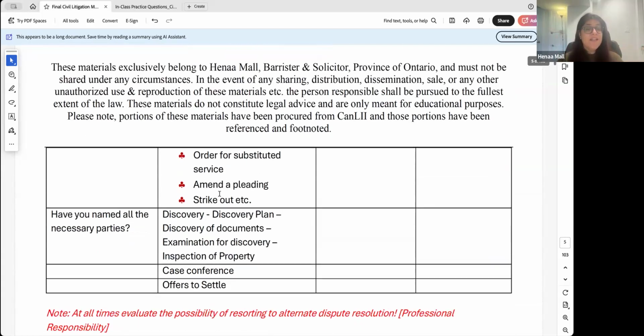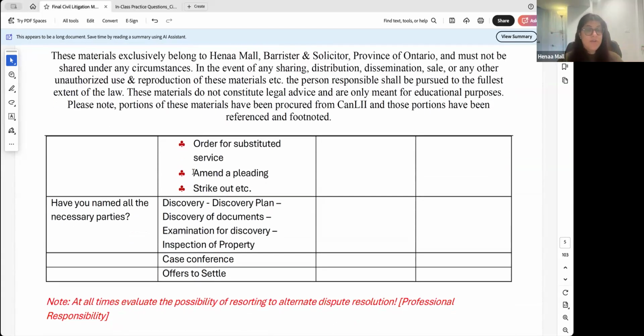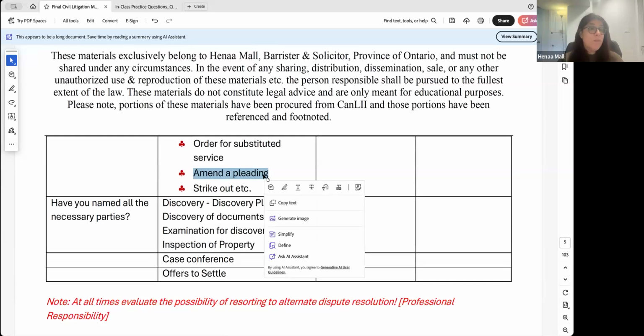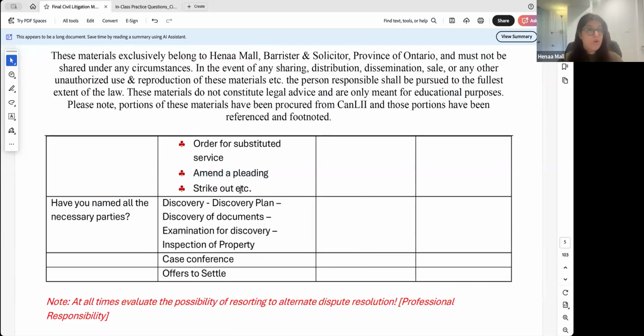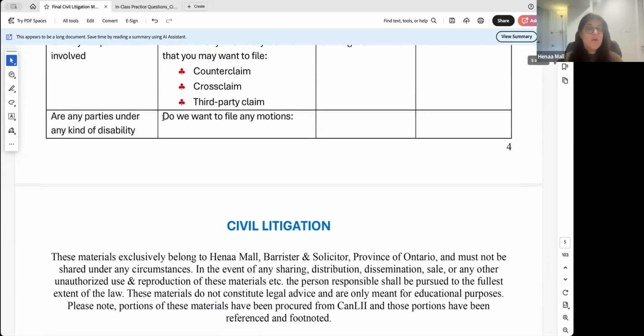Do you need to file any other motion? Like, for instance, what if you want to amend a pleading? What if you want to strike out someone's defense or pleading? When do you file for a motion for substituted service? What exactly is a motion?